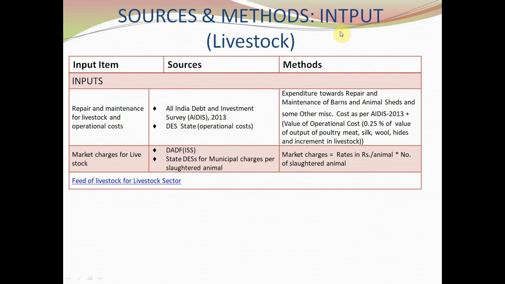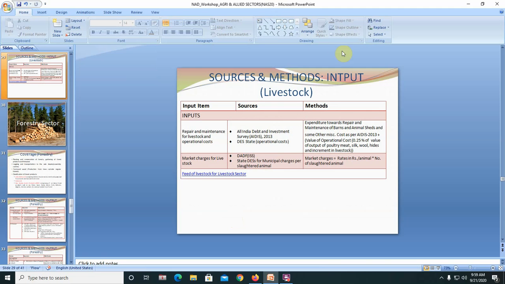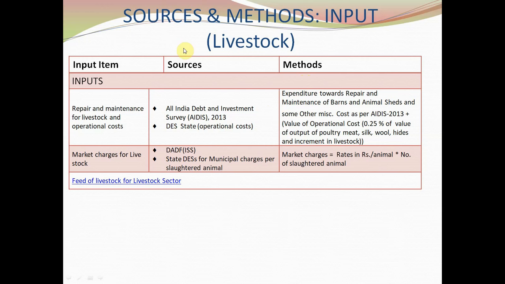Now sources and methods for input in livestock sector. For this, inputs are repair and maintenance for livestock and operational cost, and sources are All India Debt and Investment Survey AIDIS 2013. DES states are providing operational cost.